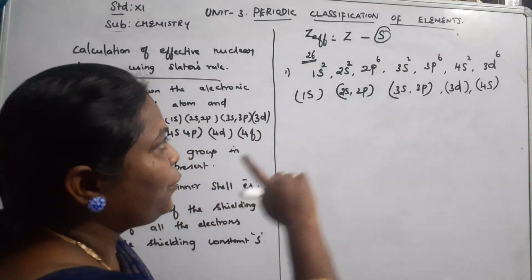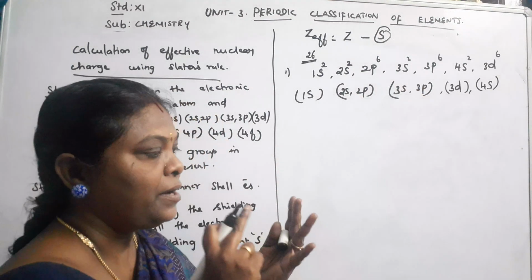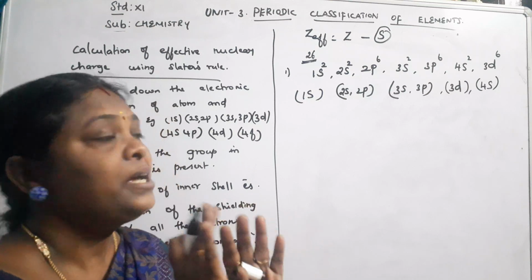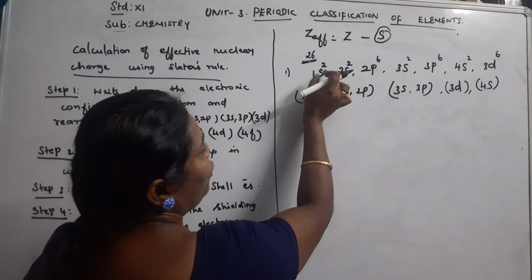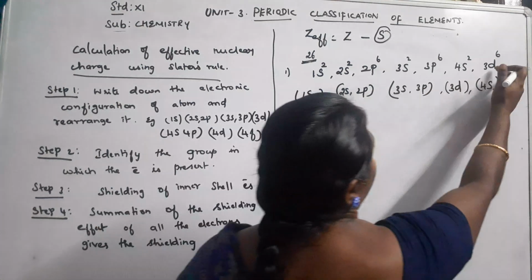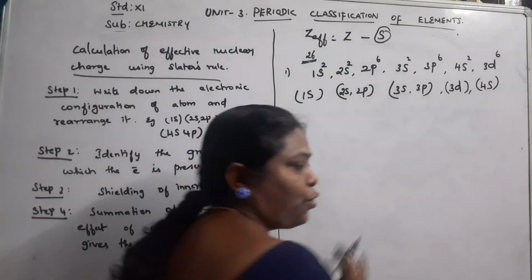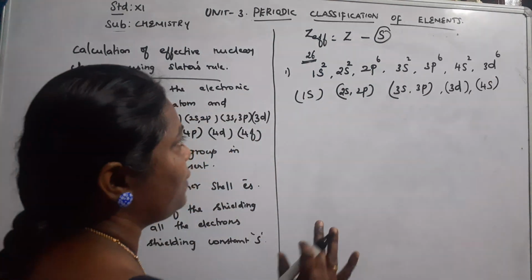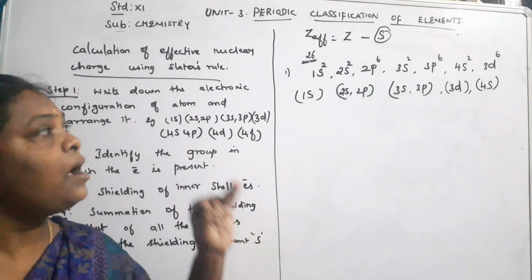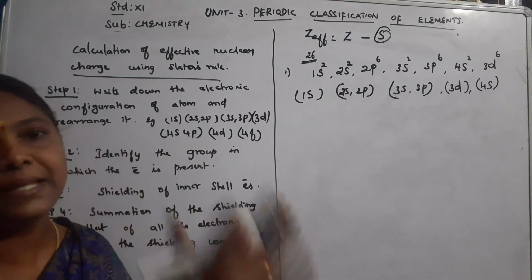While we are grouping the orbitals, we group the ns as well as the np orbitals together, and the d and f orbitals should be written separately. Here 1s, here 2s, 2p, here 3s, 3p, and here we are rearranging 3d, and then only we write 4s. If 4p comes, this 4s and 4p should be included together. Have you all understood? This is the first rule: write the electronic configuration and group the ns and np orbitals together, and the d and f orbitals separately.